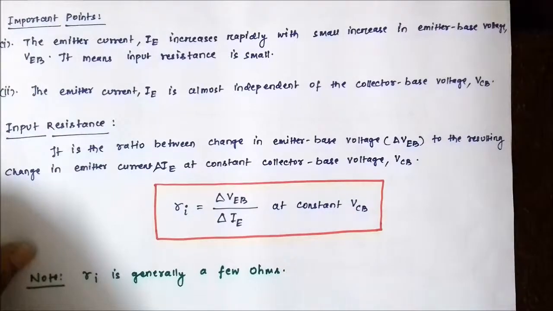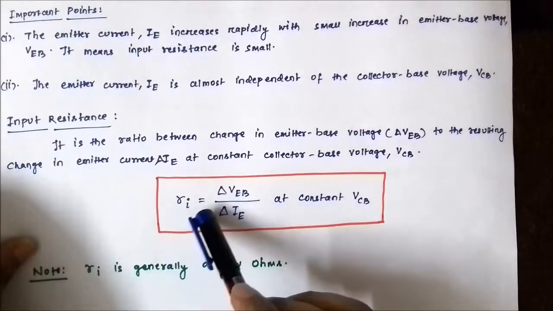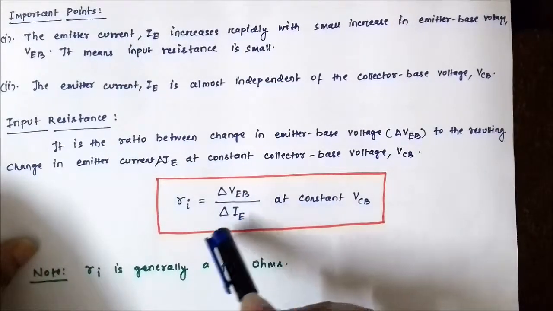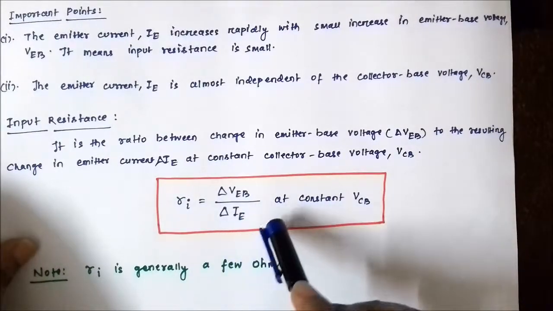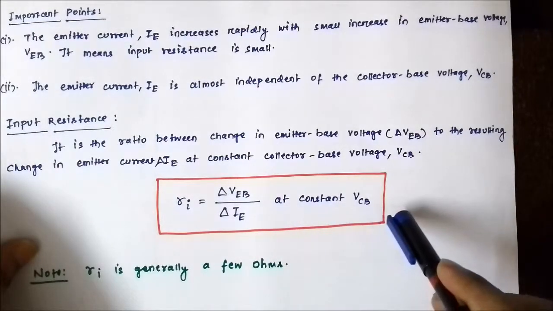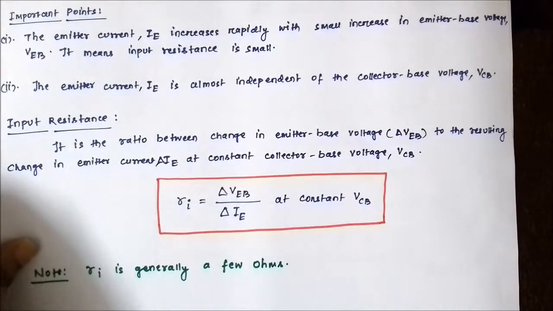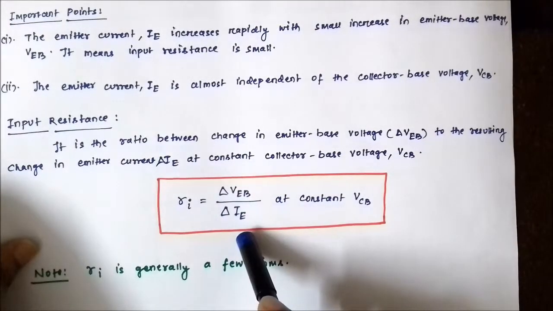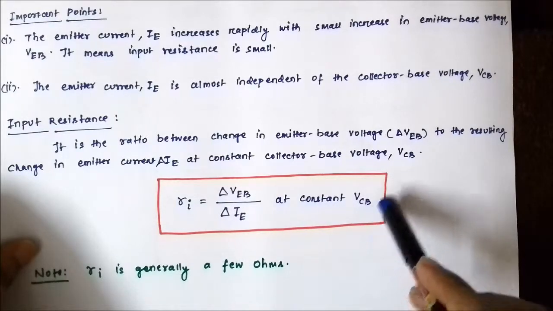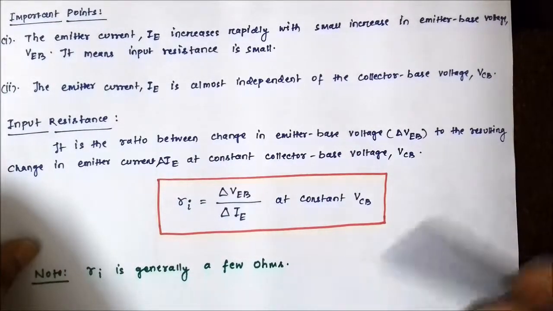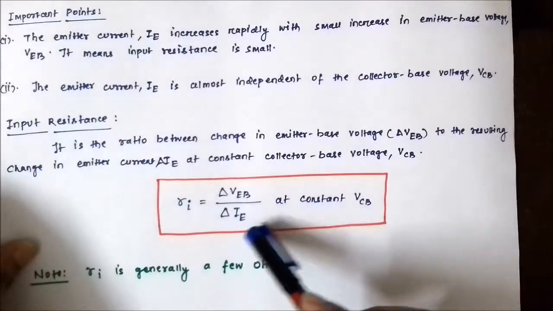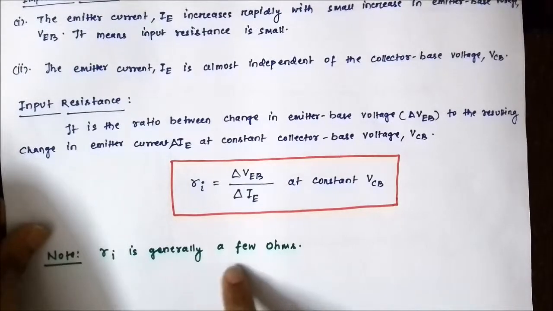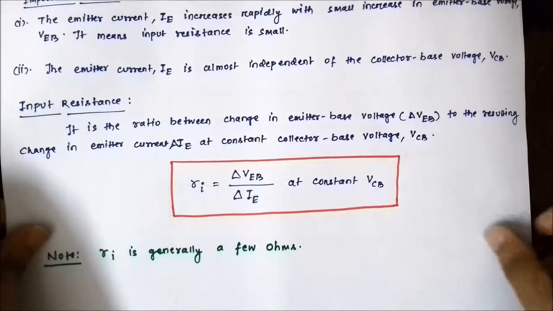You can note down this definition. Mathematically, the input resistance is defined as the ratio between change in emitter base voltage to change in emitter current at constant collector to base voltage. The general definition of input resistance is the change in input voltage to the change in input current at constant output voltage for any configuration of BJT. So in common base mode it is del VEB by del IE at constant VCB. Now as I said, the input resistance is very less, which is of the order of few ohms.